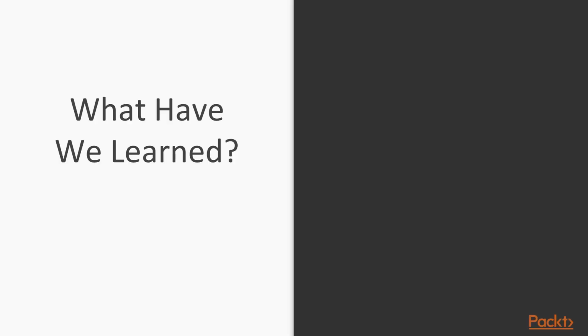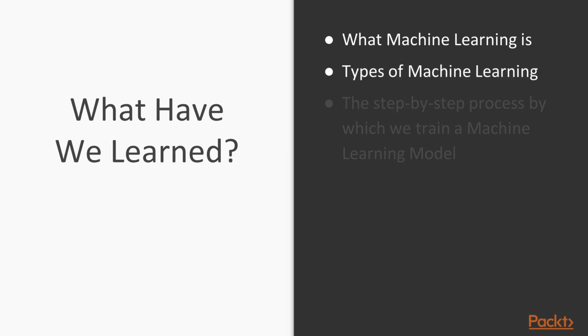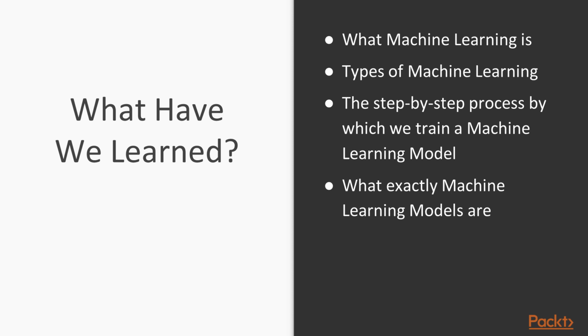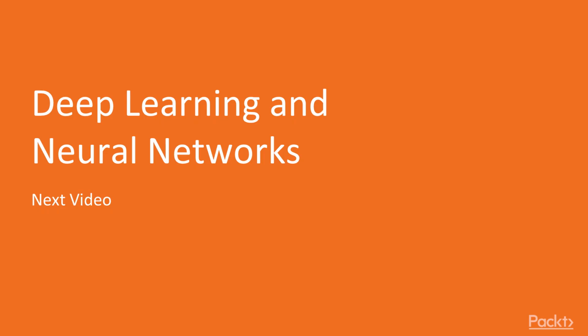Okay? So let's quickly summarize what we've learned in the video. This video dealt with a lot of different things, and it dealt with machine learning in a very high level way. But I assume you now understand what exactly machine learning is, the types of machine learning, the step-by-step process by which we train an algorithm, in a supervised machine learning algorithm I should say specifically, what exactly machine learning models are, and some general machine learning terminology. Now we take a quick look at deep learning and neural networks in our next video, so stay tuned.